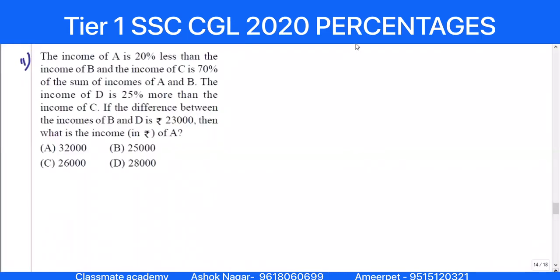Eleventh one. The income of A is 20% less than the income of B, and the income of C is 70% of the sum of the incomes of A and B. The income of D is 25% more than the income of C. The difference between B and D is 23,000. Then what is the income of A? Income of A is how much percent less than B? Assume that B is 100. The income of A is 80.